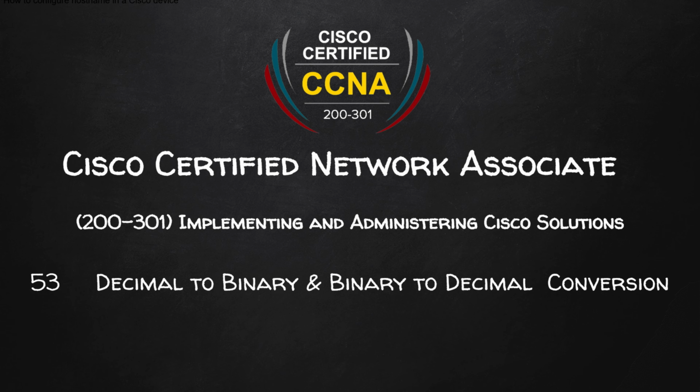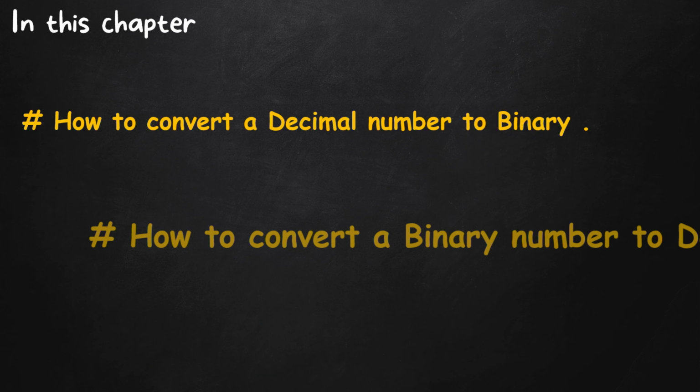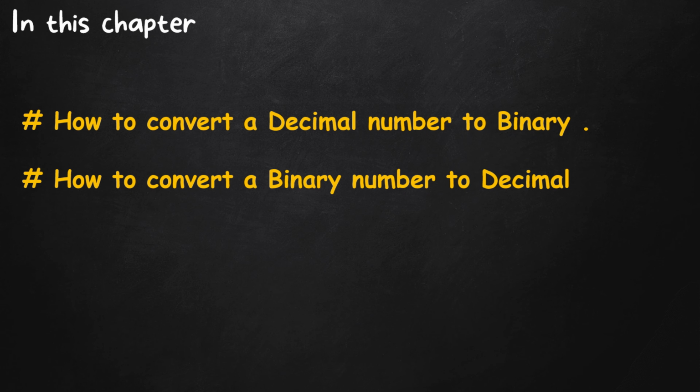Welcome to CCNA 200-301, Implementing and Administering Cisco Solutions, Chapter number 53, Decimal to Binary and Binary to Decimal Conversion. Learn CCNA with Irash Academy. I have placed the complete CCNA playlist at the top right corner of the video information bar. In this chapter, we will talk about how to convert a decimal number to binary, and how to convert a binary number to decimal.